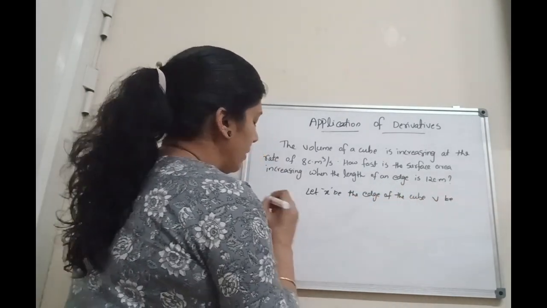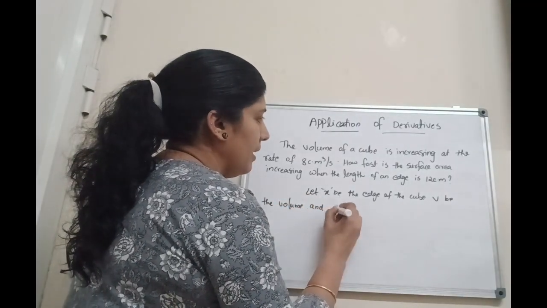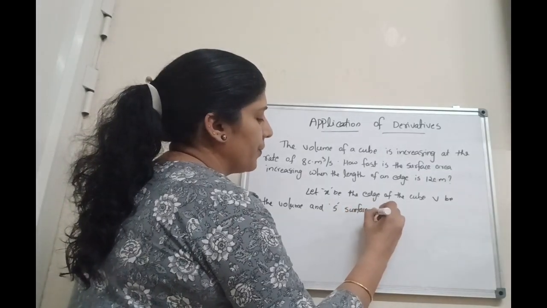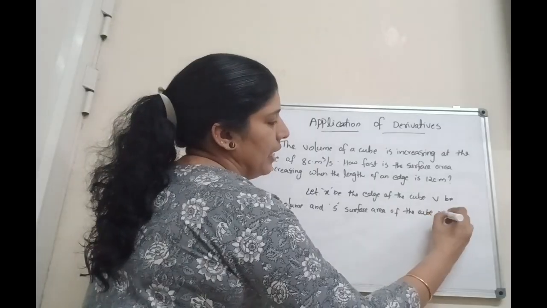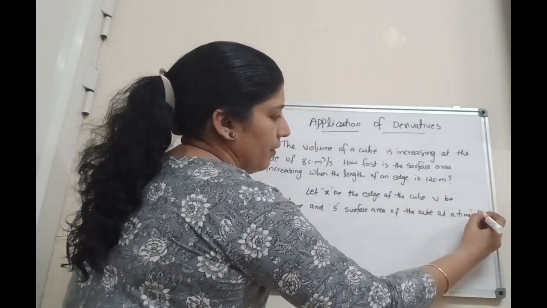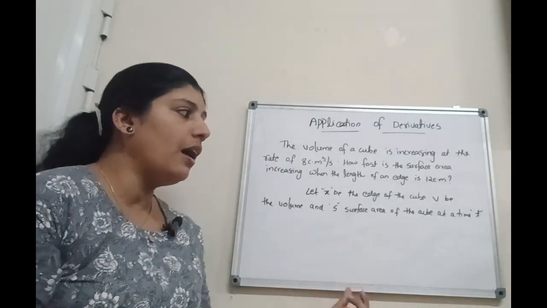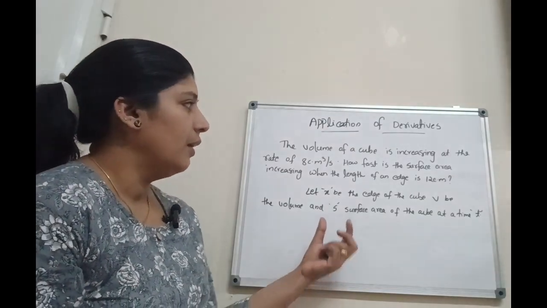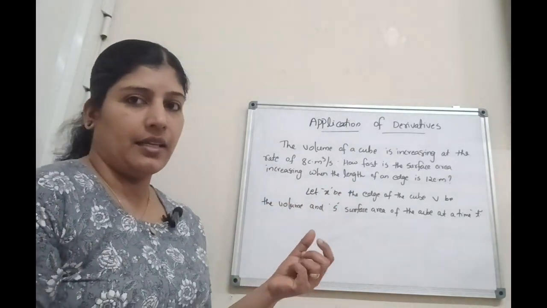Let V be the volume and S be the surface area of the cube at a time t. Here we have to calculate the rate of change of surface area with respect to time. First given condition: the volume of the cube is increasing at the rate of 8 centimeter cube per second.